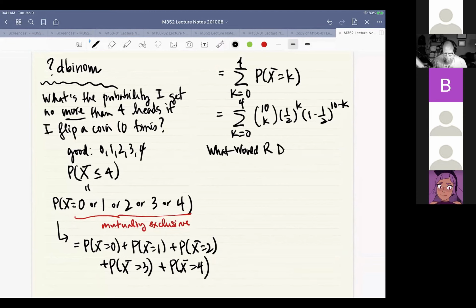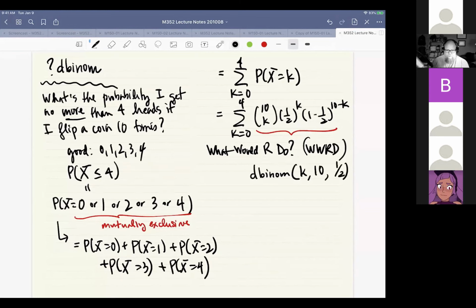What would R do? Okay. So to make R do this, I want to point out that this stuff right here is just the dbinom command. So we'd have dbinom k, and then the size of the group would be 10, and the probability is 1/2. Okay, I think we can. I'll test this to make sure that this works. Notice what I'm not putting in: size equal 10, and I'm not putting in prob equal 1/2. So I'm going to see if this works. See if you don't have to put those in.